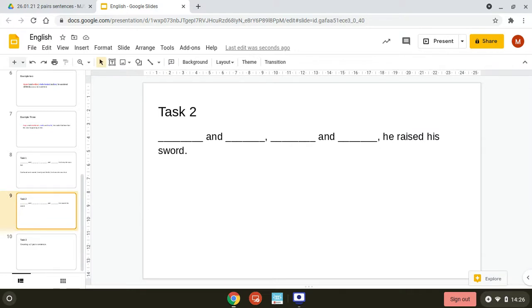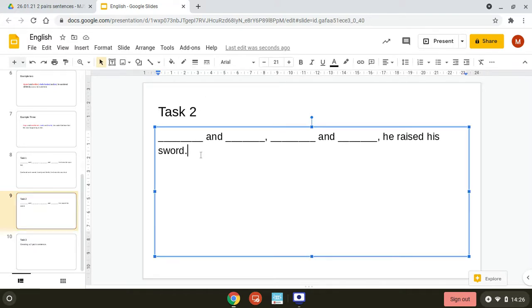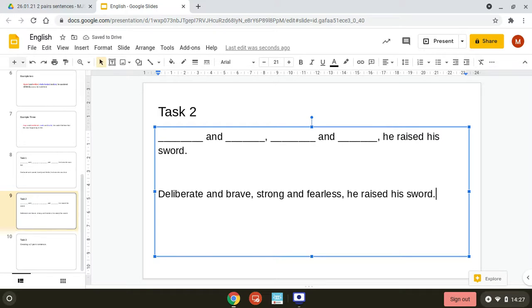Two pairs of adjectives. He raised his sword. Right, now I'm going to imagine this is like a knight fighting a dragon. That will give me different adjectives. So the first one I'm going to use with a capital letter is deliberate, meaning he means to do it. Deliberate and brave, strong, and knights are fearless. Remembering that other comma, he raised his sword. Checking my commas are correct after each of those pairs of adjectives, and I've got a capital letter and a full stop. That sentence is correct.